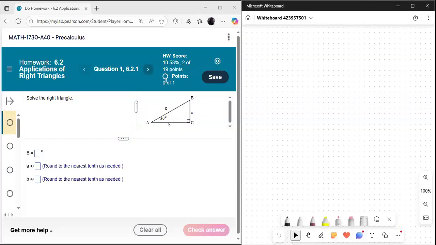In 6.2, we are going to solve right triangles and do some applications of trigonometric functions. So in problem number 1, we're going to solve the right triangle. And when we solve a right triangle, we need to know what all the remaining sides and angles will be. So I'll go ahead and sketch that here.